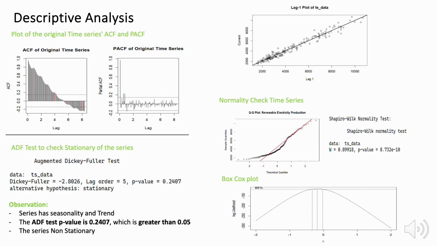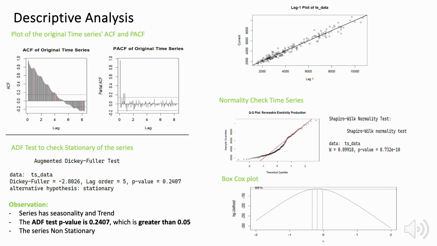To understand the nature of the time series, we started with the ACF and PACF plots, which showed a slow decay and several significant lags, both signs of non-stationarity. The ADF test confirmed this with a p-value of 0.2407, which is above 0.05, indicating the time series is non-stationary due to trend and seasonality.